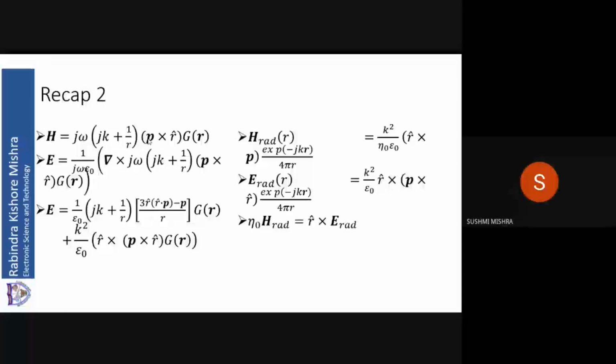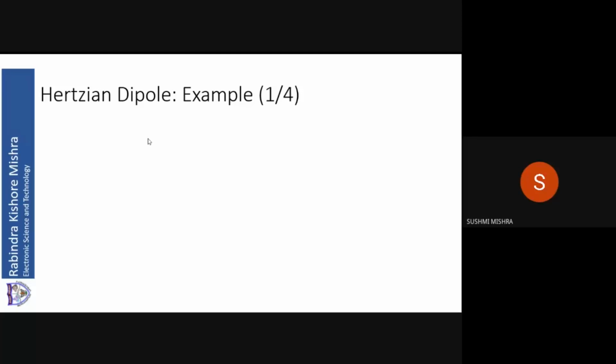Therefore, if anybody is interested in simulating electric fields and magnetic fields, particularly in FDTD, the finite difference time domain technique, they must keep this in mind. Otherwise, E will be so small compared to H that it will be very difficult to simulate it or see the result. So now let us move to a Hertzian dipole example.